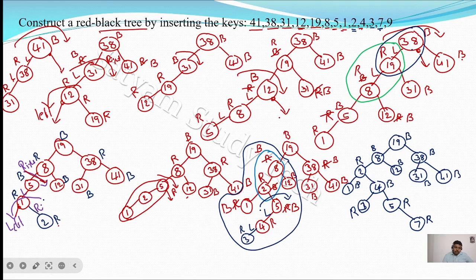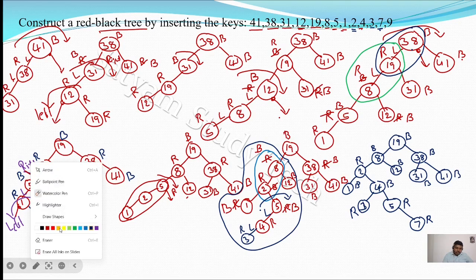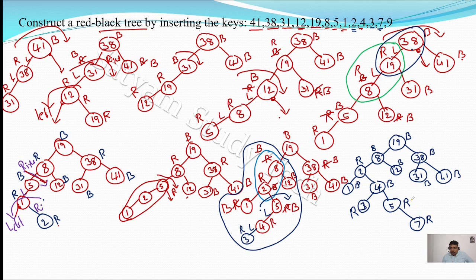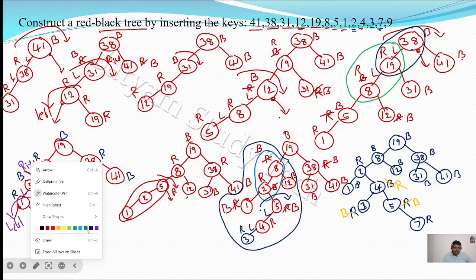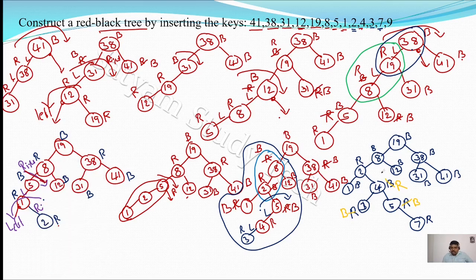Now you have to change it to black color. Okay, now it is changed to black color. Here also change it to black color, and also change the grandparent color from black to red. Now I can change the color here. Now we can see that here the red violation is there again.